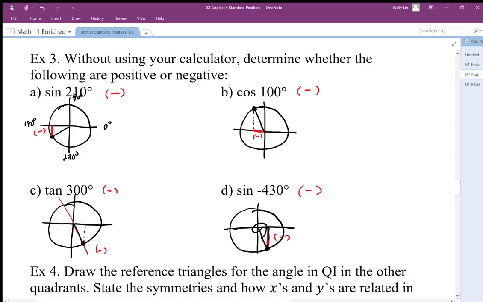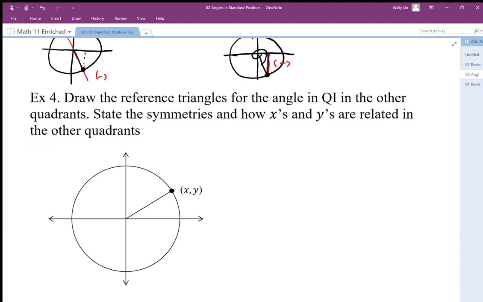Now to get the actual ratio, we have to plug it into our calculator, but right now we just want to locate the general positioning. Is it up or is it down? Is it left or is it right? So that's really important when we talk about standard positioning.